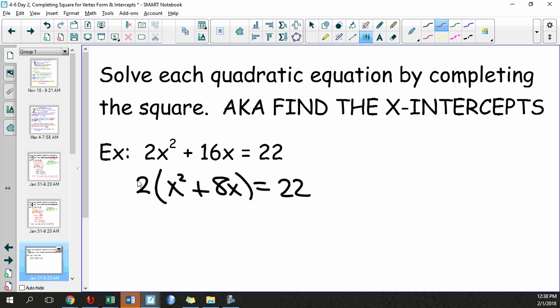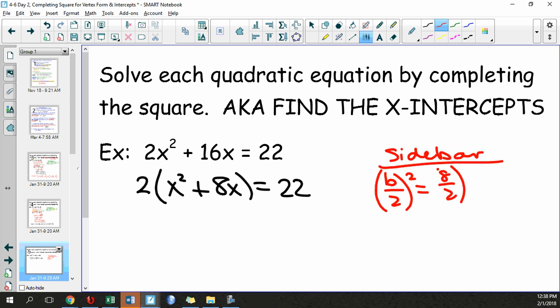So how do I complete the square? I go and I do number 3, which is your sidebar. So if I'm doing my sidebar, that means I'm going to take b and divide it by 2, and that squares it. So what is my b? 8 divided by 2 is? Squared is? Now where am I going to add that 16 at? To both sides where? I'm going to add it inside the parentheses here.